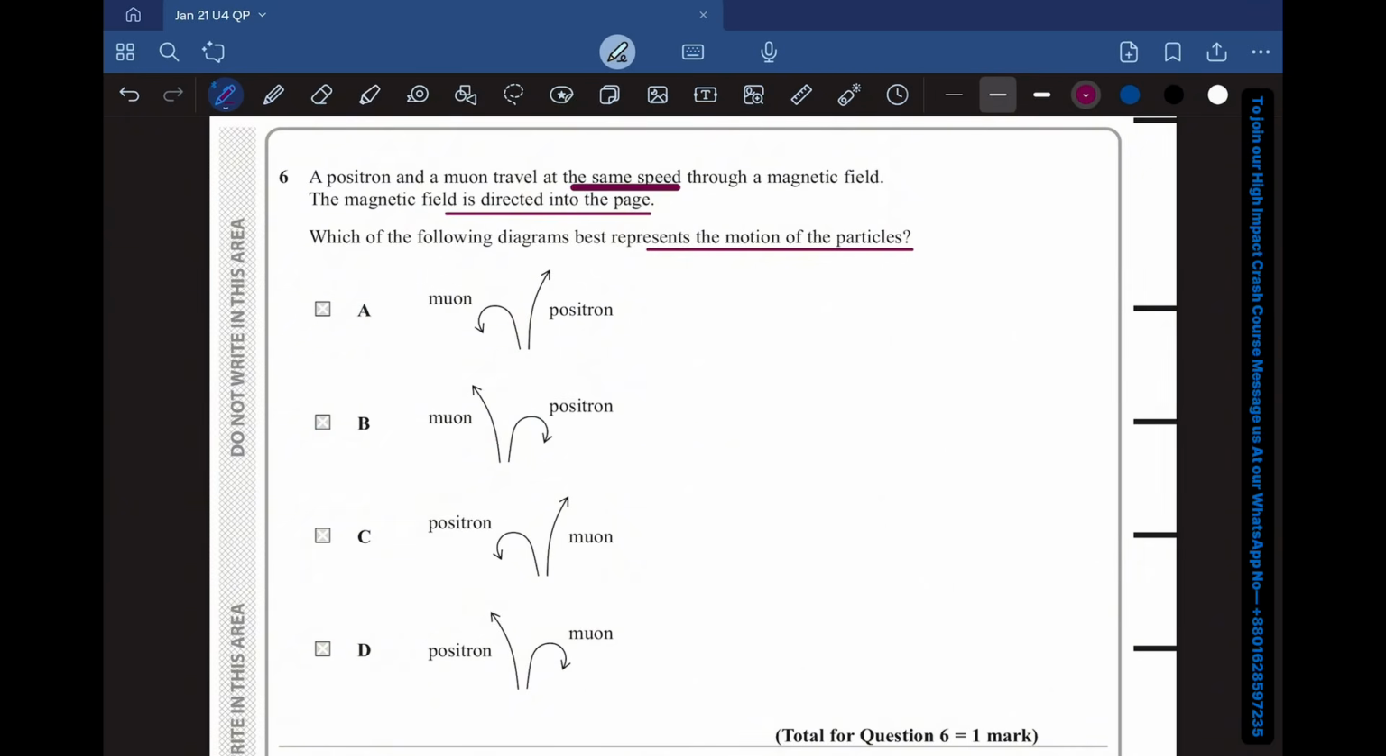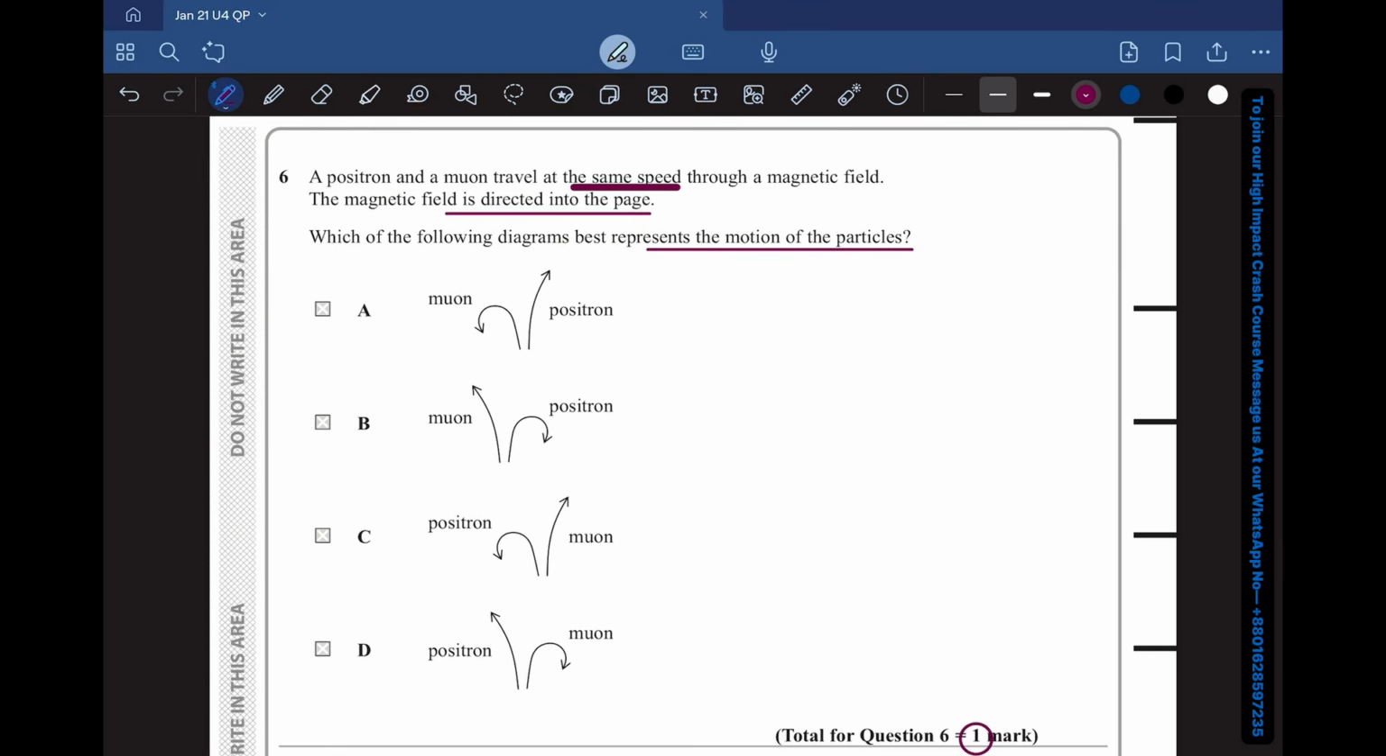Now this is a very tricky question. It is a very in-depth question actually. It only gives 1 mark, but it requires a lot of thinking in order to solve this question. Now we will have to understand the particle physics.